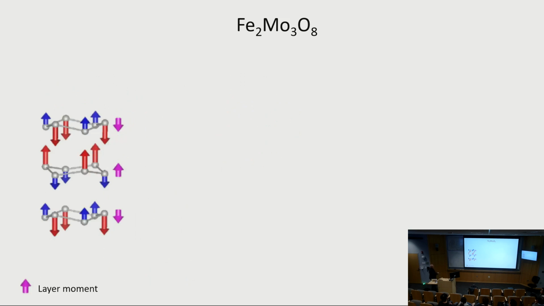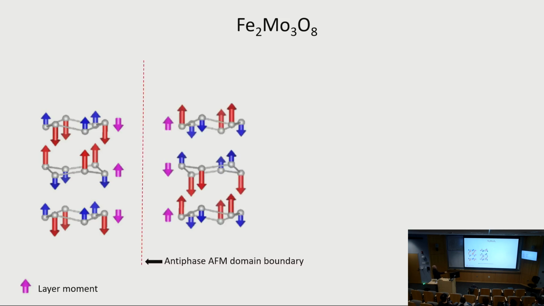This is exactly this pattern. The important thing is that you have layers going perpendicular to the z-axis. Each layer has a net magnetic moment, it turns out, shown by the purple arrow. And the purple arrows, this is an antiferromagnet, so they must go up, down, up, down. This would be the antiphase domain. Down, up becomes up, down, right?